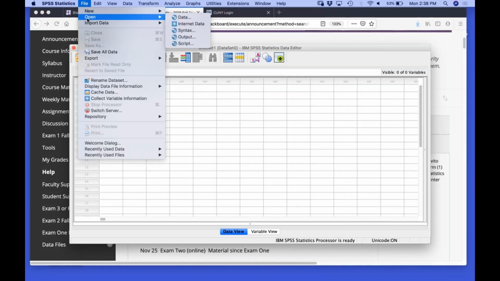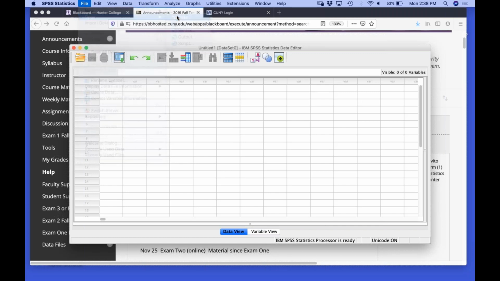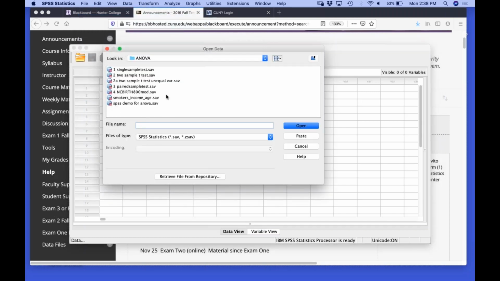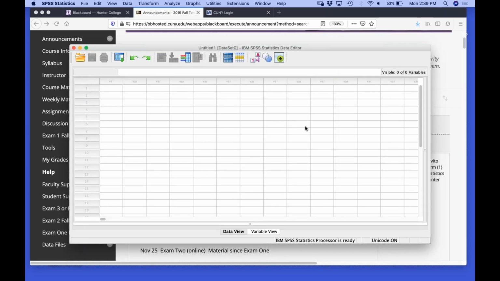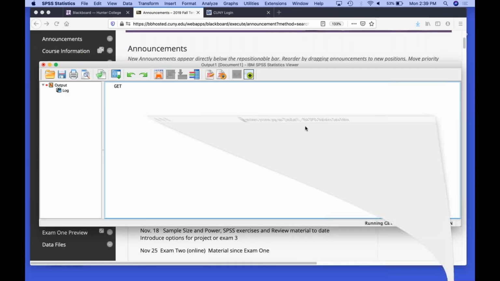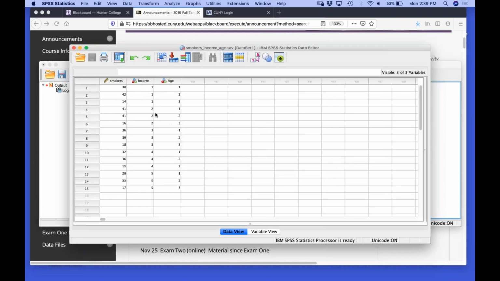Okay, say open. Data. I'm going to navigate to my desktop. And these files are in this week's folder for the weekly materials on Blackboard. So I'm going to open up this one, smokers income age. I think that is a file that will help us out. But let me get it open. And oh, look at this. Okay, good. So smokers age, that looks like the age of the smoker.